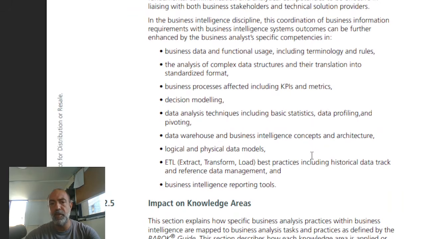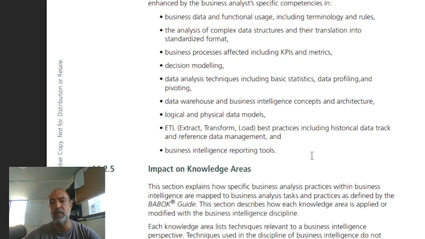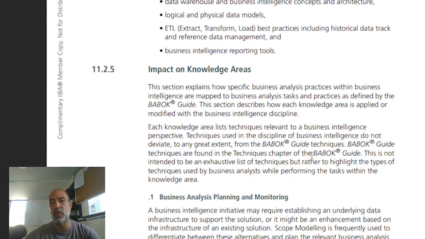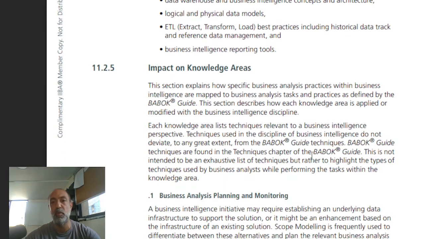So you need to be competent in business process, including KPIs and metrics, decision modeling, data analytics techniques, including basic statistics, data profiling, data warehouse, business intelligence, logical and physical data models, business intelligence reporting tools, ETL, extract, transform, load, best practices, competencies, right?